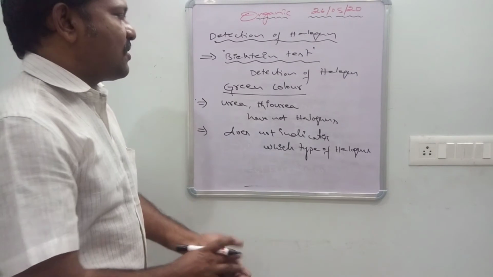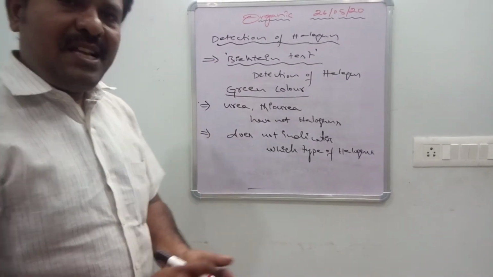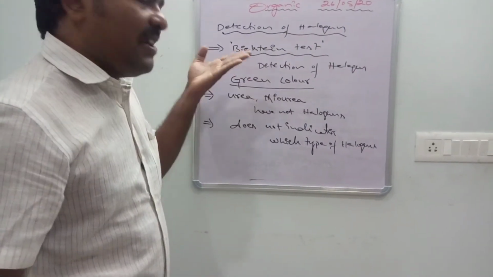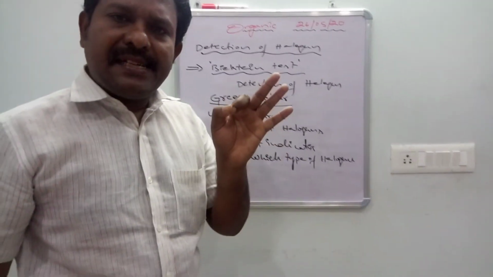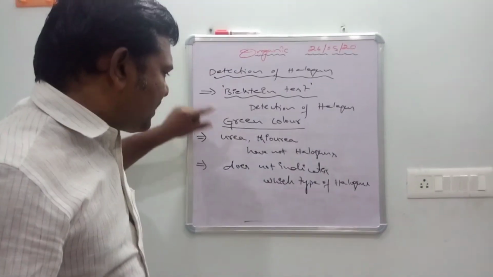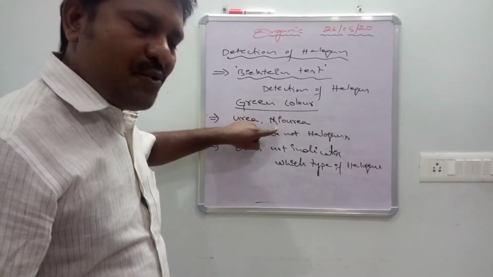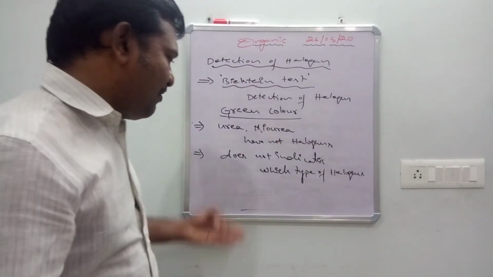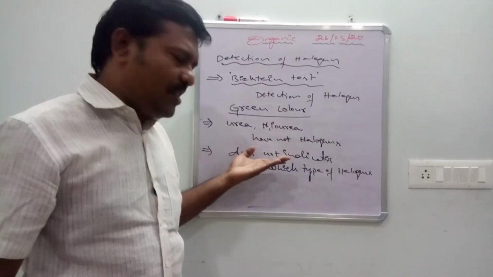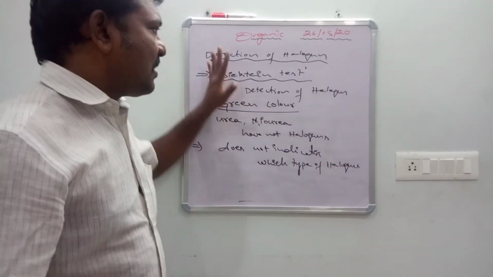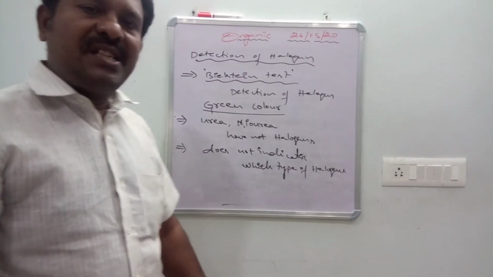Once again, the Beilstein test means taking a copper wire, touching the organic material, and holding it on the flame; if it gives a green flame, it indicates halogen. Clear? What are the drawbacks? The test is given by urea and thiourea, but both compounds do not have halogen. And second, it detects that halogen is present, but which type of halogen is not explained. That is the Beilstein test.